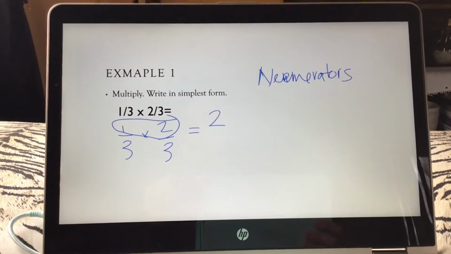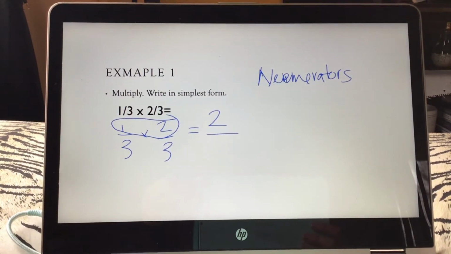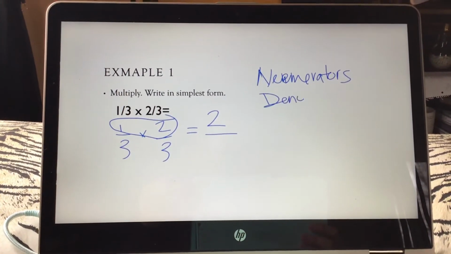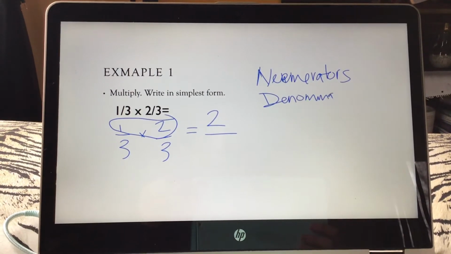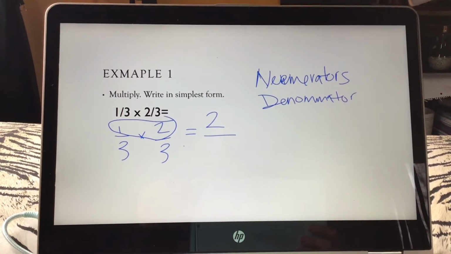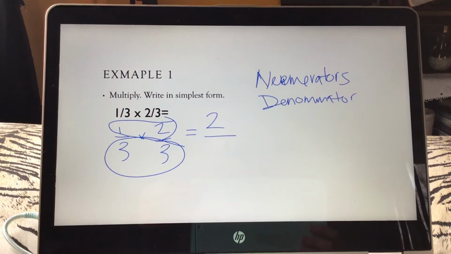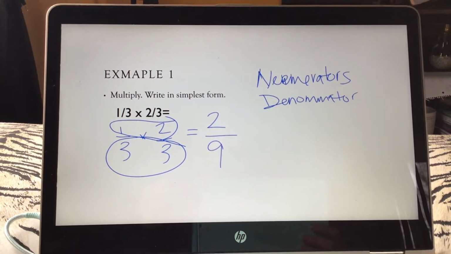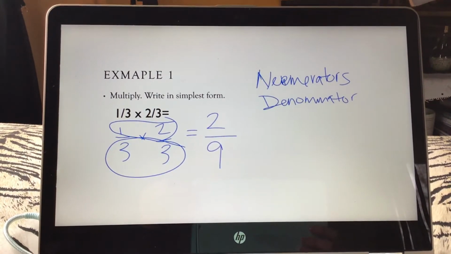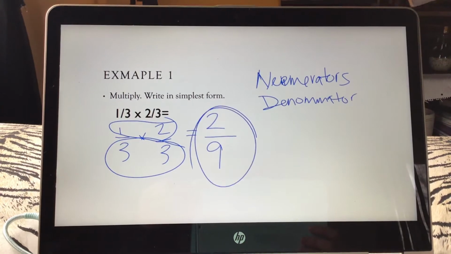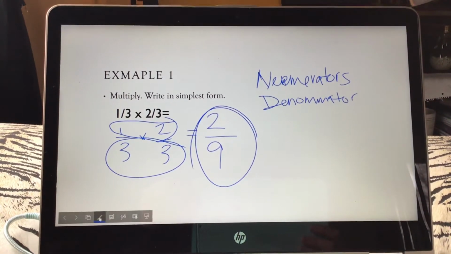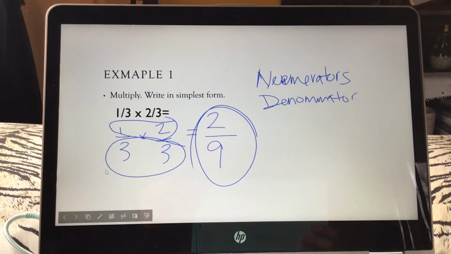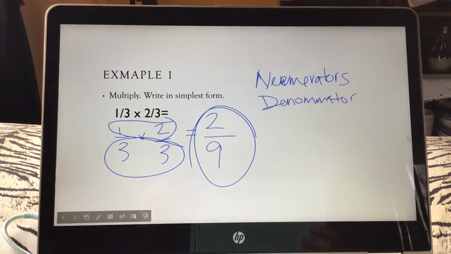1 times 2 is 2. Then we're going to take our denominators, the bottom numbers. 3 times 3 is 9. Can we simplify? No, our answer is 2/9. Nice work.